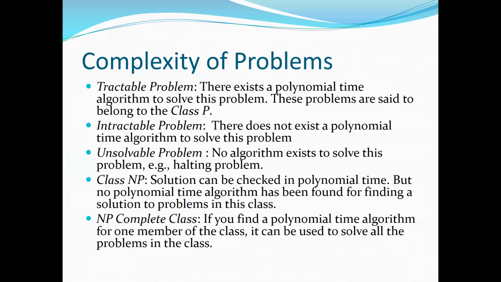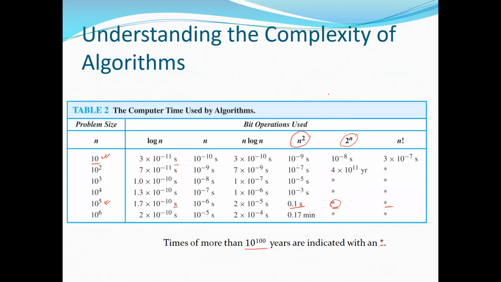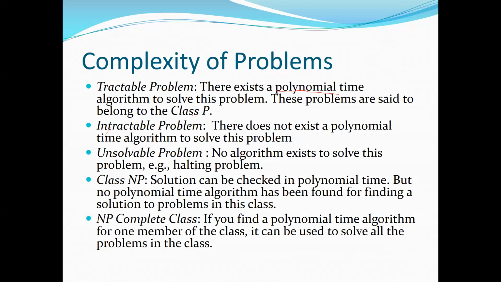So for the complexity of the problems, we divide the problems into tractable problems. Tractable problems are those for which there exists a polynomial time algorithm to solve the problem. Such problems are called tractable problems, right? If we can find a polynomial time algorithm, remember, polynomial time means at most n to the power of some constant, right? So these problems are said to belong to the class P, the polynomial class, right? For that, we can have a polynomial time algorithm.